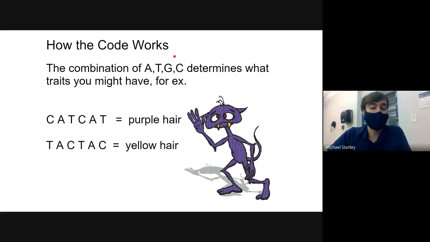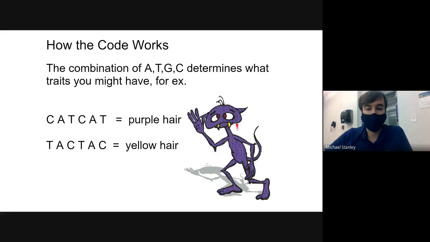Because we have all of these different bases in DNA, they all work like the letters of a code, essentially. The different combinations of these millions of A, T, G, and C molecules determine what sort of traits you're going to have. One particular combination might mean that you have black hair instead of brown hair. Or one combination might mean that you have blue eyes instead of brown eyes.